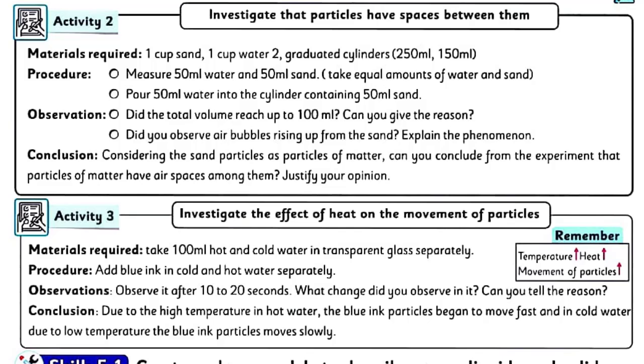Activity 2. Investigate that particles have spaces between them. Materials required: 1 cup sand, 1 cup water, 2 graduated cylinders. Procedure: measure 50 milliliters water and 50 milliliters sand. Pour 50 milliliters water into the cylinder containing 50 milliliters sand.